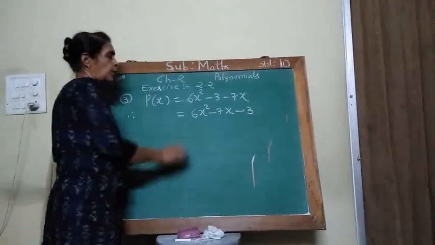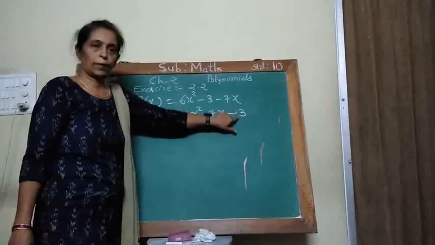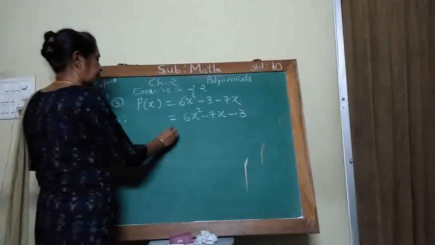And what is the value of A? 6. What is the value of B? Minus 7. C is minus 3. They are the coefficients. Now I factorize.